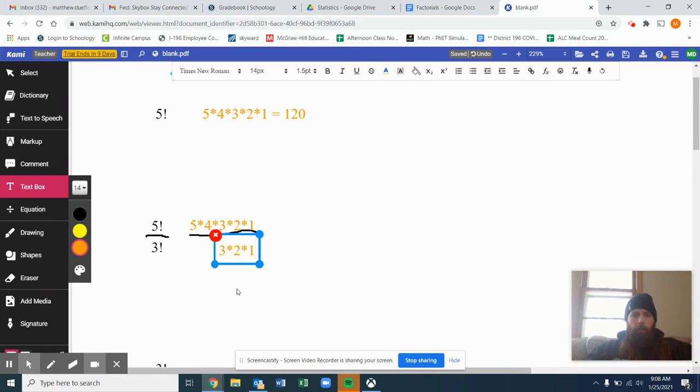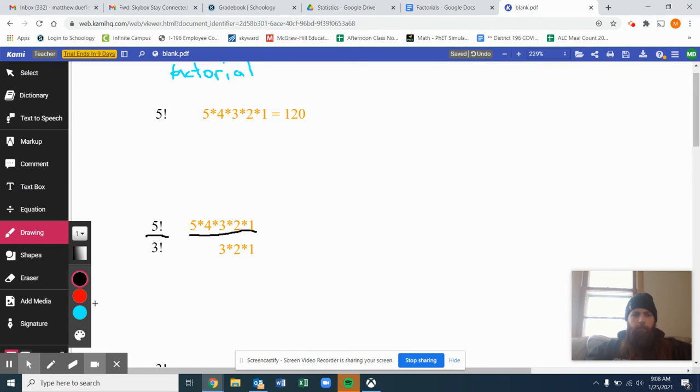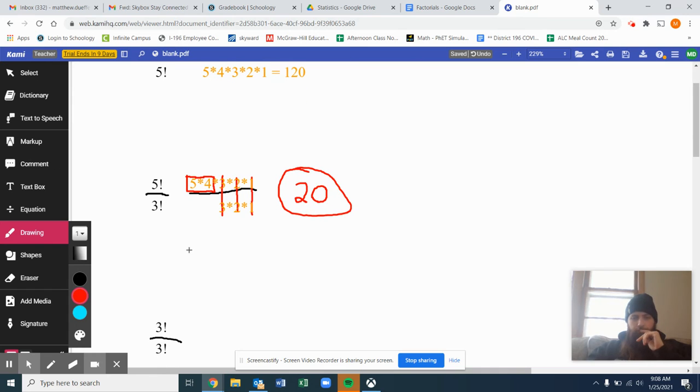So when you line these up like this, something kind of cool happens where the 3's line up, the 2's line up, and the 1's line up, and those actually are going to cancel. So they completely go away. So the only thing I have left is 5 times 4 on top, which we know is 20. So that's how we're going to do these ones with the fractions on them.